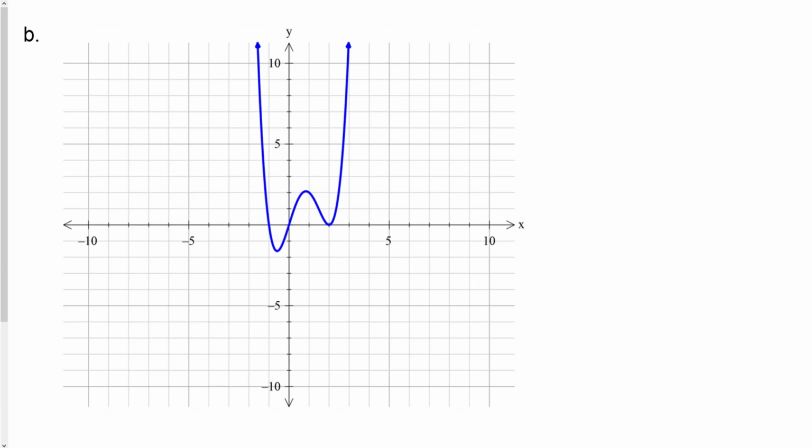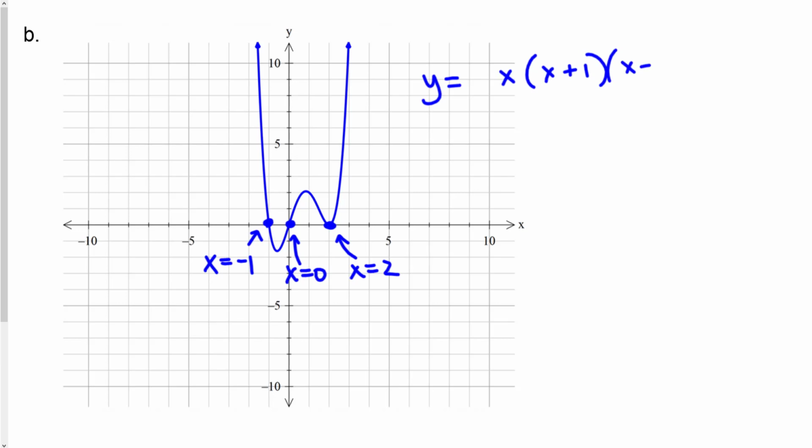Part B. This graph is a little bit different, but the idea is still the same. We just go and identify the zeros first. So the zeros, the locations of the x-intercepts, are -1, 0, and +2. So when I express this function, I'm going to change each of those zeros into factors. So I'm going to write x times x plus 1 times x minus 2.